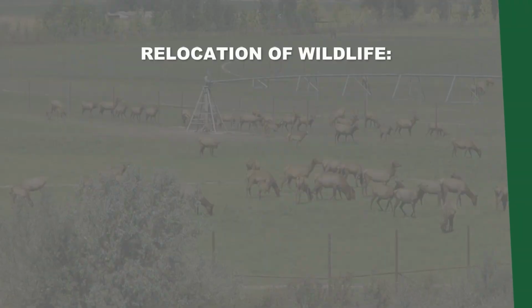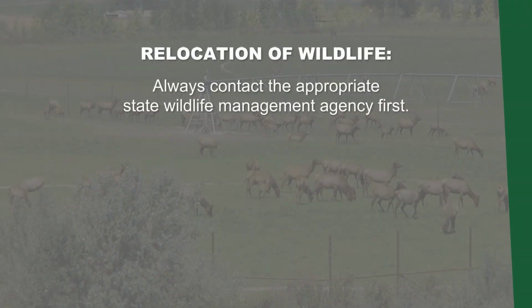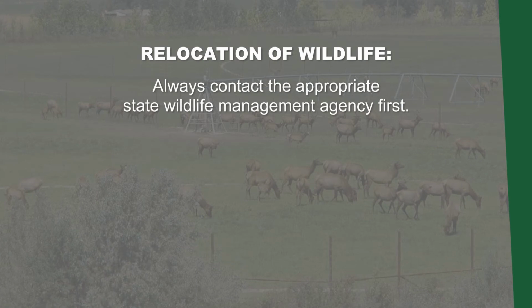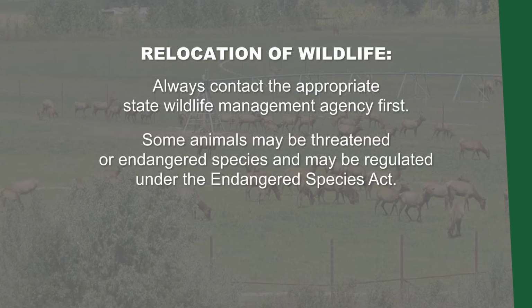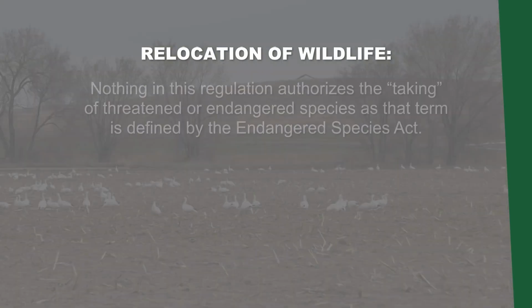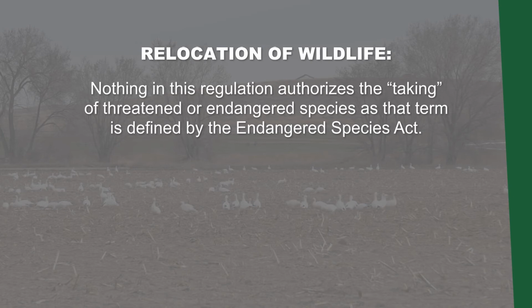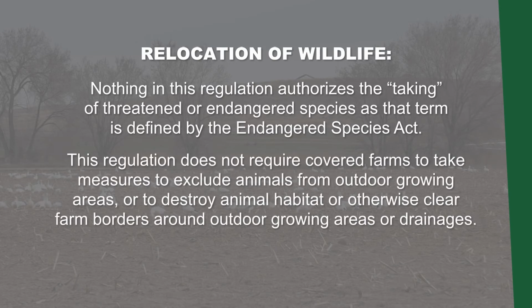Whenever you are considering the relocation of wildlife, always contact the appropriate state wildlife management agency first. Some animals may be threatened or endangered species and may be regulated under the Endangered Species Act. Nothing in this regulation authorizes the taking of threatened or endangered species, as that term is defined by the Endangered Species Act. This regulation does not require covered farms to take measures to exclude animals from outdoor growing areas or to destroy animal habitat or otherwise clear farm borders around outdoor growing areas or drainages.